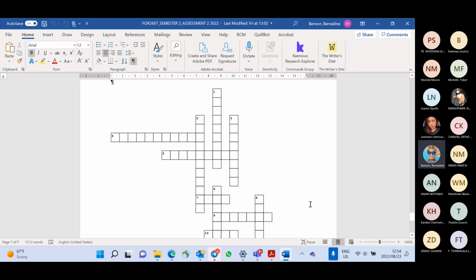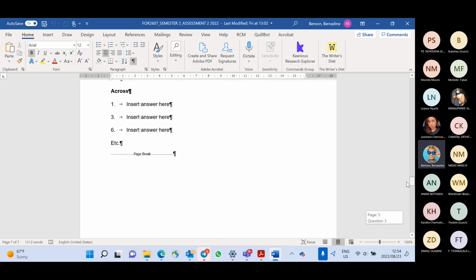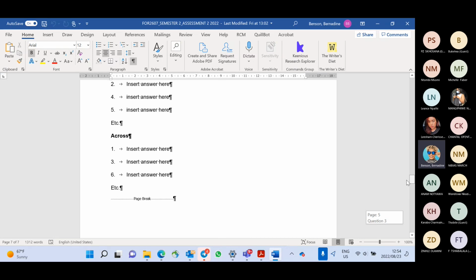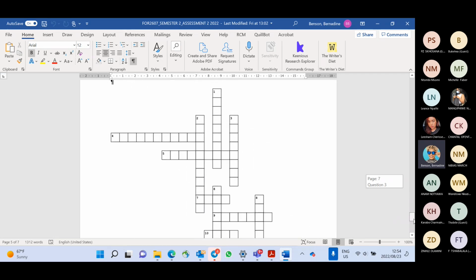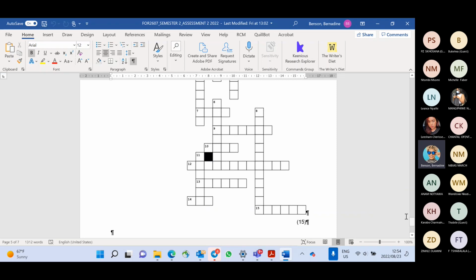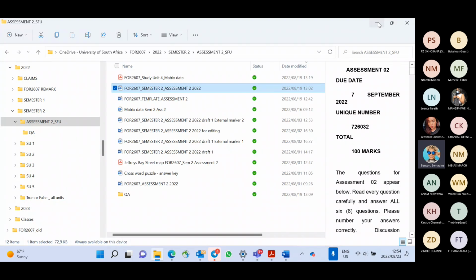Because many of my previous students have tried this and then they write things here that simply don't fit. So please use the puzzle. Even if you take a screenshot and try and redo it on a piece of paper, try and populate it here so that it makes sense based on the clues. Okay.